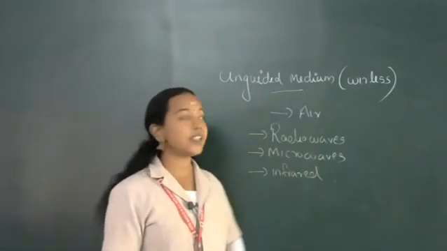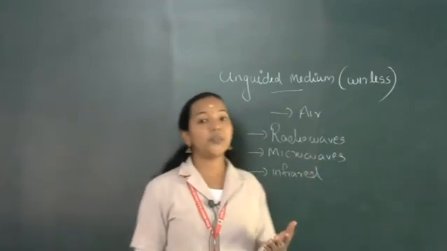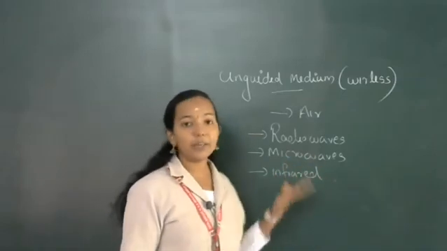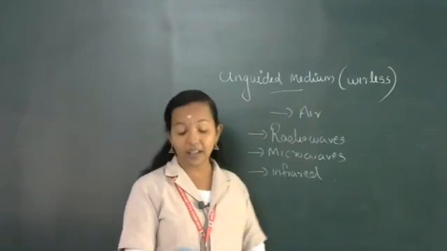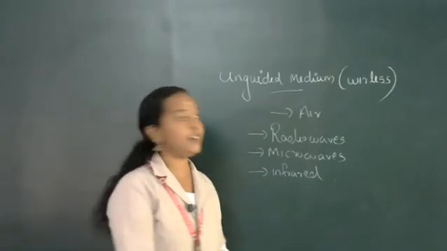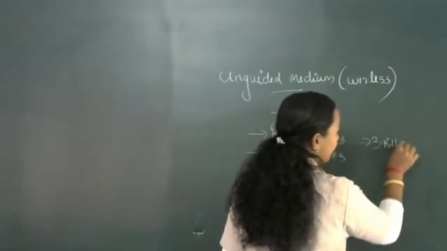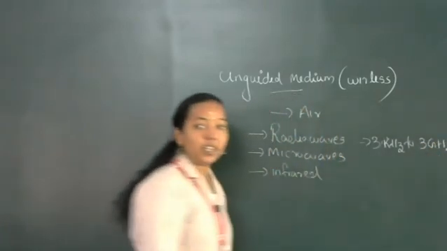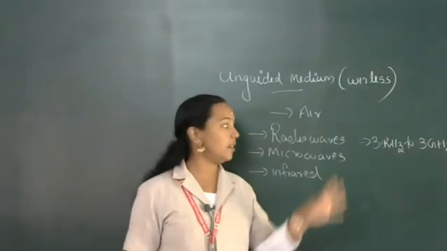The measurement unit of frequency is hertz. Radio waves have a frequency range from 3 kilohertz to 3 gigahertz. What is the frequency? 3 kilohertz to 3 gigahertz. So that is the frequency range of radio waves.